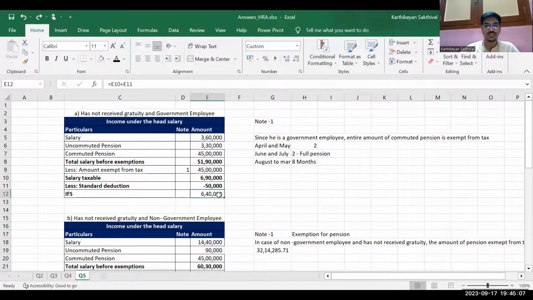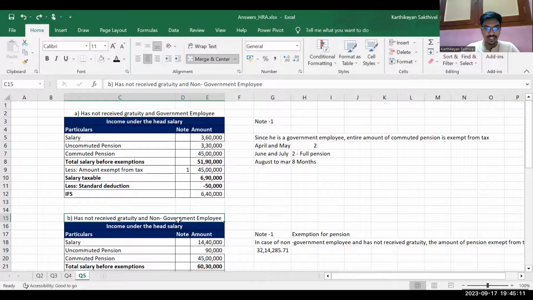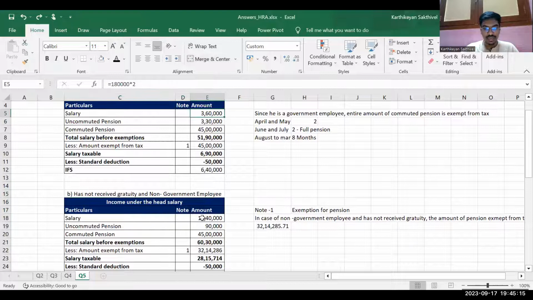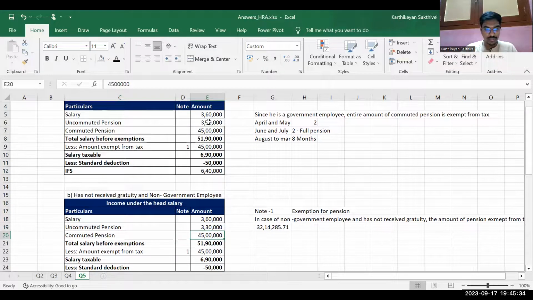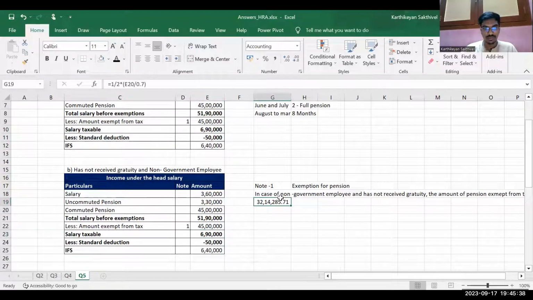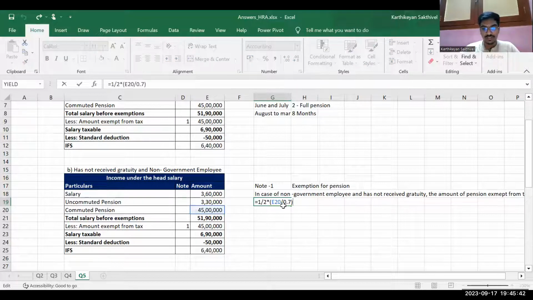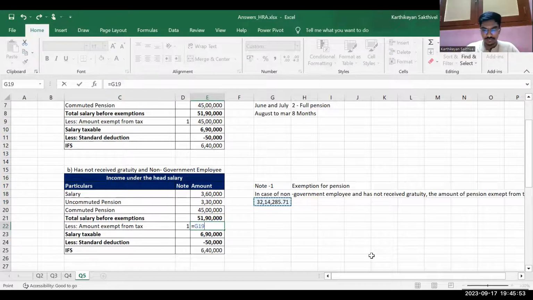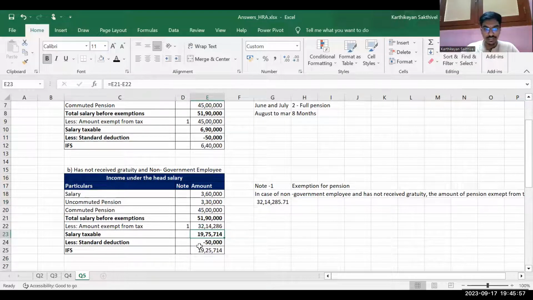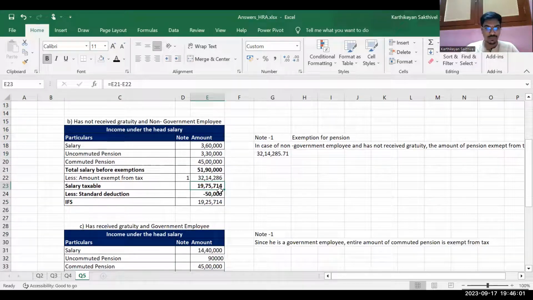Okay. We'll just go to the next part. So if he has not received gratuity and he is a non-government employee, the salary part is going to be the same. Salary and commuted pension, all these amounts are going to be same. Salary is 3.6, uncommuted it is 3.3, commuted pension 45 lakhs, and we should just go for this amount alone. So it is half of the amount of the commuted pension divided by the percentage of commutation, right? The amount exempt would be 32 lakhs 14,286, and the amount of salary which is taxable will be 19 lakhs 75,714.